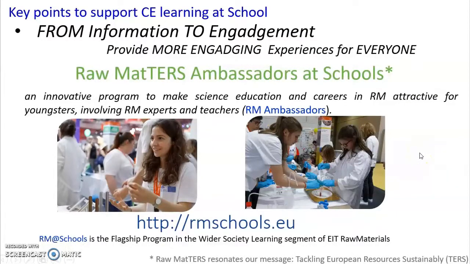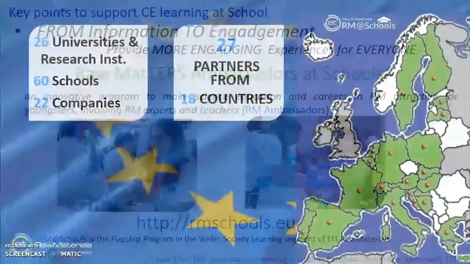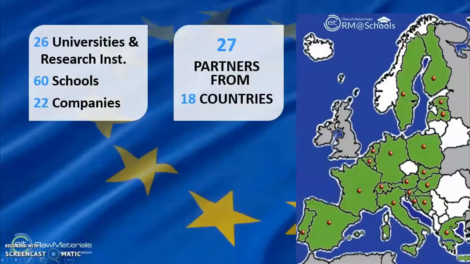This is a European project funded by the European Institute of Innovation and Technology, and it is creating a lot of supporting material useful for introducing circular economy concepts at school. The project, born in 2016, now involves 27 partners from 18 countries, and a strategic consortium composed of universities, research centers, schools, and companies.